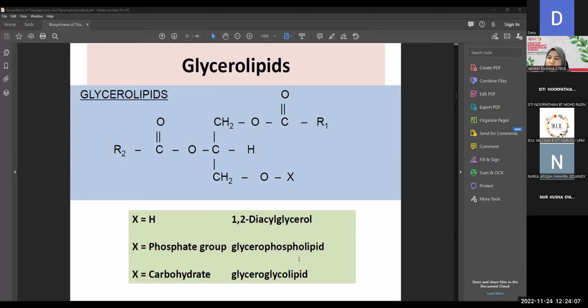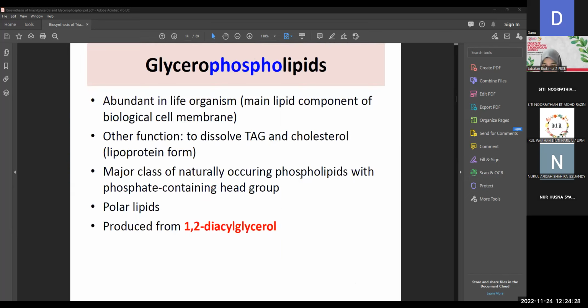What do you have in the structure? Either 1,2-diacylglycerol, glycerophospholipid, or glyceroglycolipid. You can look at the component that attaches to this head group. Okay, let's look at what glycerophospholipid is.